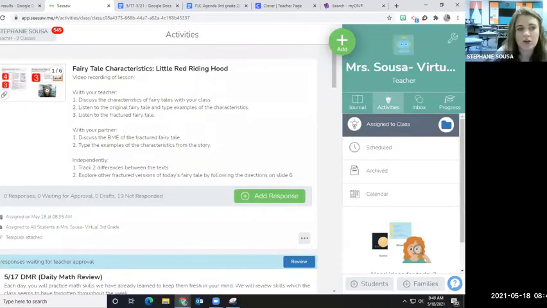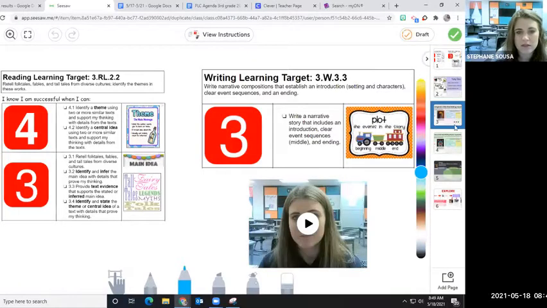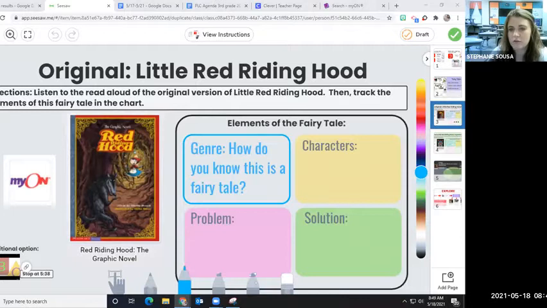You will see an activity called Fairy Tale Characteristics, Little Red Riding Hood. Go ahead and open that up. Inside of your sample response, you will see on slide 3 is a picture of the graphic novel that we just read. I'd like for us to take a look at the characters, the problem, and the solution together and see how that makes it a fairy tale.